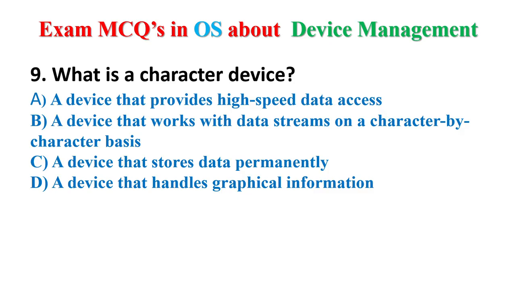9. What is character device? A device that provides high-speed data access. A device that works with data stream on character-by-character basis. Device that stores data permanently. A device that handles graphical information. A device that works with data streams on character-by-character basis. That is the flow of data of a character device, like keyboards.